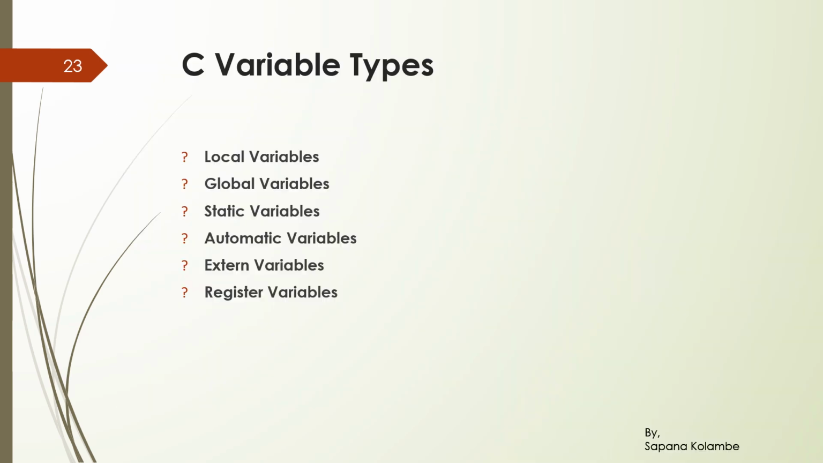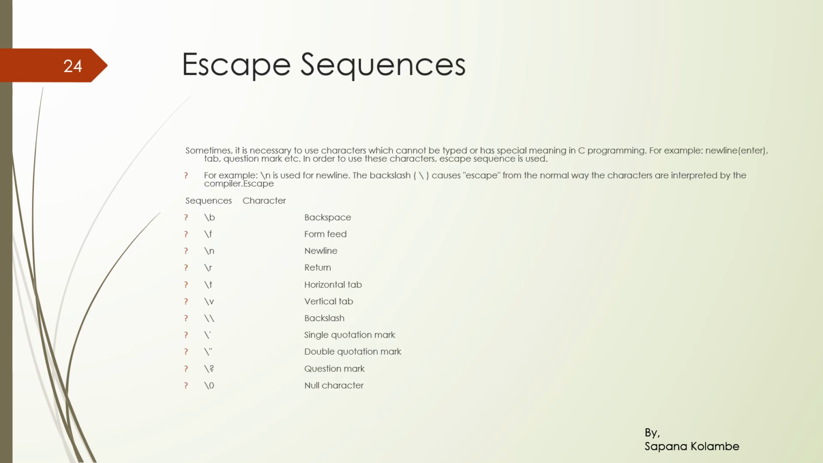There are different types of variables: local variable, global variable, static variable, automatic variable, extern variable, and register variable. So these are the different types of variables which we are using. We will see more about this in the next series.